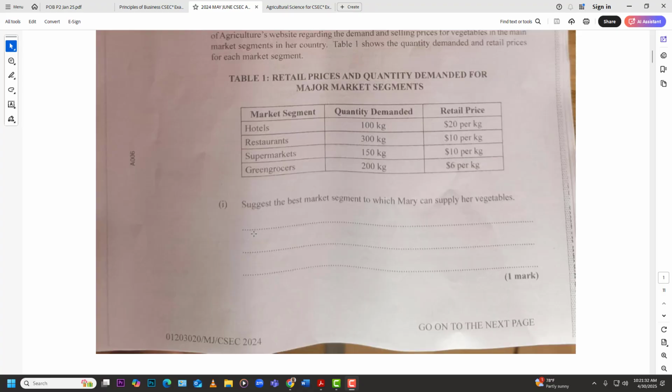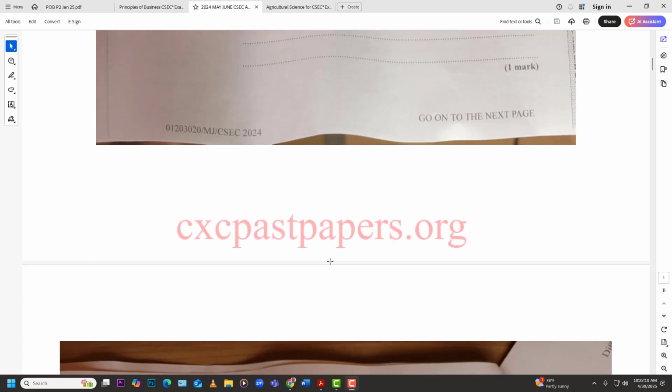For me, the best market segment would be hotels: 100 kilograms at $20 per kilogram. Understand that when you're looking at the law of supply and demand, when you're a supplier, your real concern is the price at which you can sell your produce. The higher the price, the more you want to supply. So if the hotels are saying $20 per kilogram, then by all means I supply the hotels, because the price is the highest. So the best segment would be the hotels based on the laws of supply and demand.